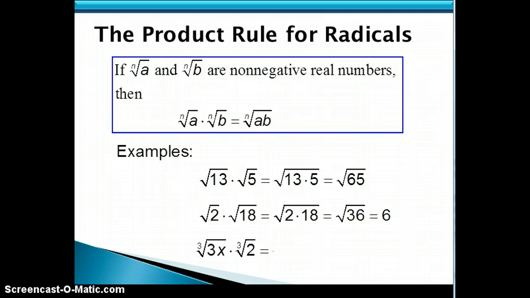Here we have a couple cube roots, so this works with any nth root as long as they're both the same root number. So in this case they're both cube roots. We can apply the product rule, and that says that if we're going to multiply these two cube roots together, we can simplify that to a single cube root of the product of 3x and 2, and that product simplifies to 6x, so our final answer would be the cube root of 6x.